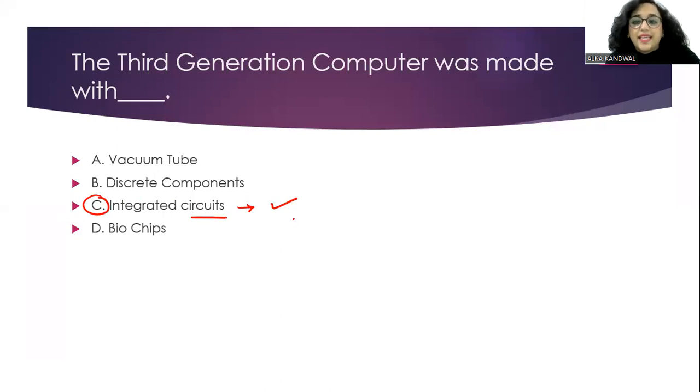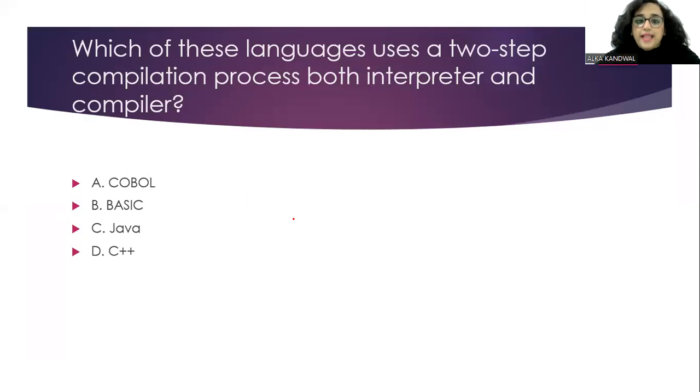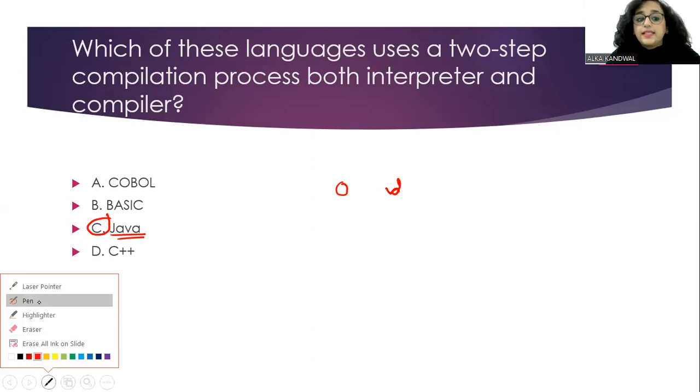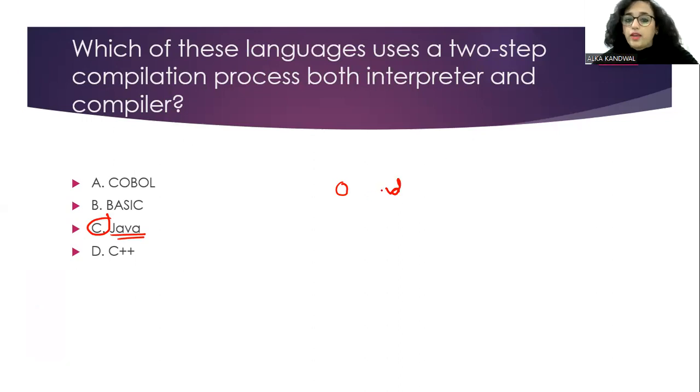That is absolutely correct. Moving ahead, which of these programming languages uses a two-step compilation process, both interpreter and compiler? That is our Java, in which both compiler and interpreter are used. When we talk about compiler and interpreter, we understand that the computer understands the language of only zeros and ones. So whenever we write a program in a programming language, the computer does not understand that programming language directly; it needs a conversion.